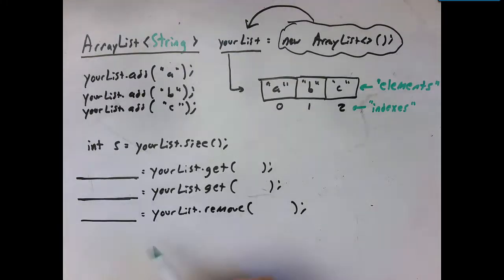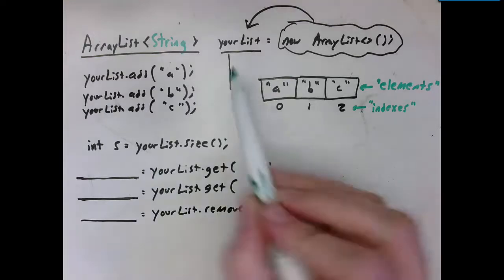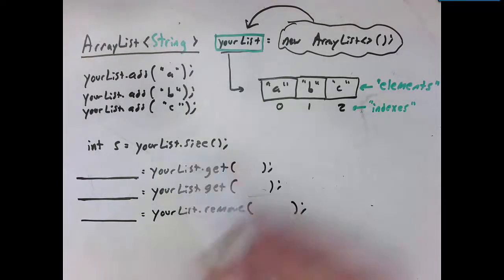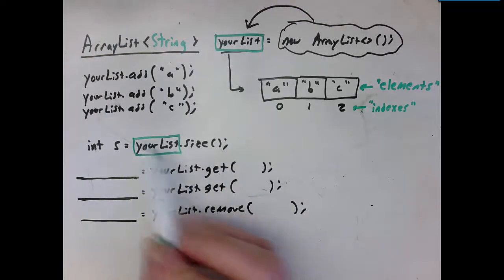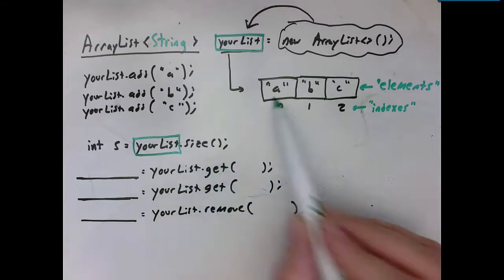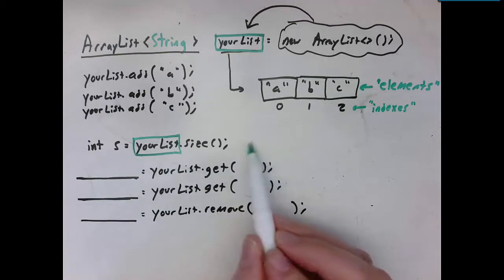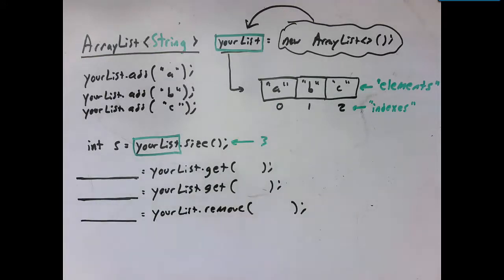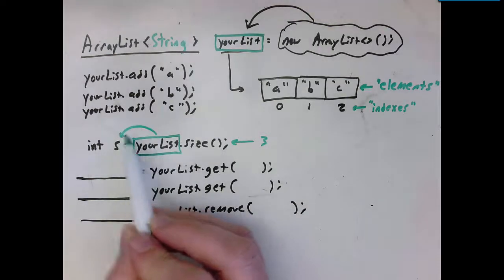So the way that you ask the list how big it is, you have the name of your list variable, your list, and then you say .size. And that's your way of asking the list for its total length. In our case, the size is 3. So here, S is going to have the value 3 now. Save it in there.